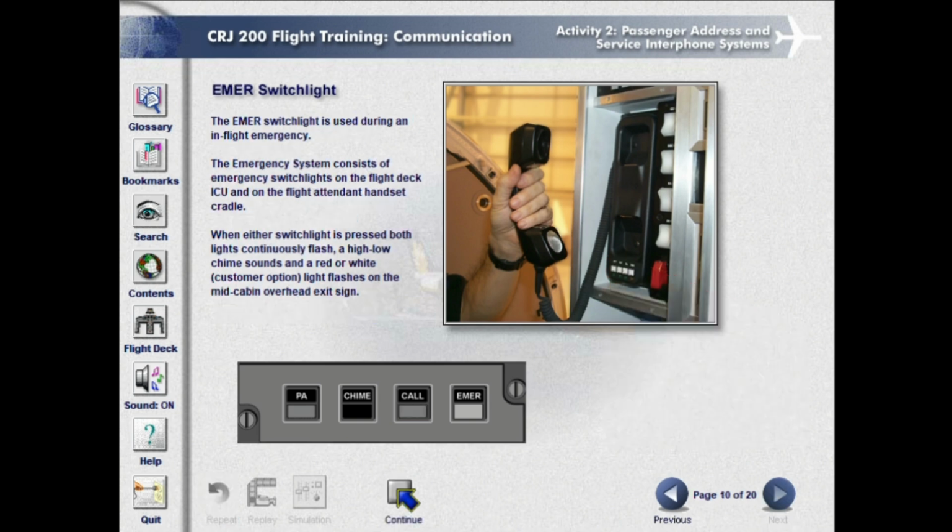Emergency switch light. The emergency switch light is used during an in-flight emergency. The emergency system consists of emergency switch lights on the flight deck ICU and on the flight attendant handset cradle. When either switch light is pressed, both lights continuously flash, a high-low chime sounds, and a red or white, customer option, light flashes on the mid-cabin overhead exit sign.